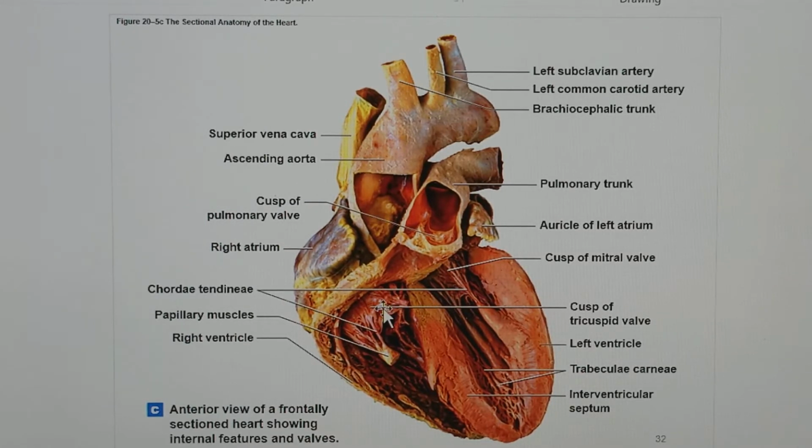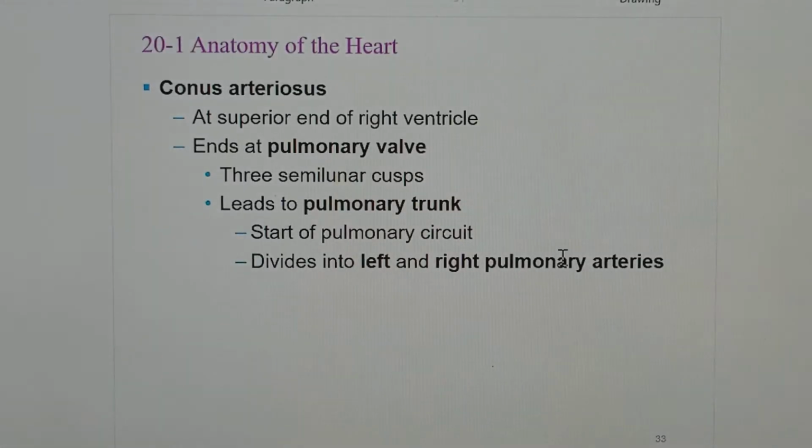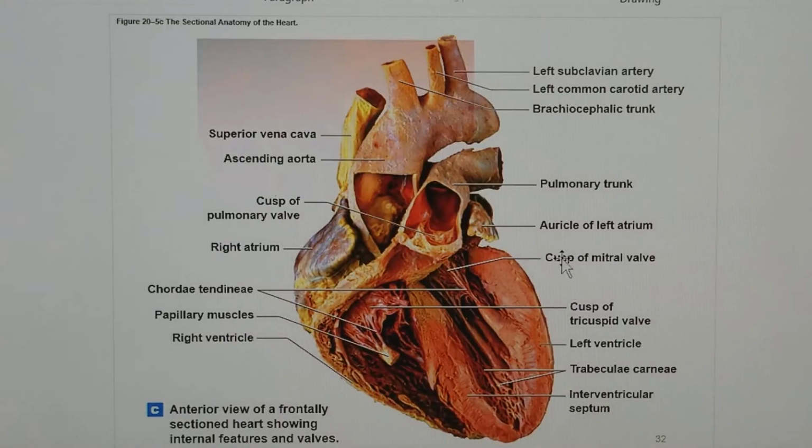tricuspid valve. Remember the tricuspid valve, 3 valves in the right ventricle. Even though this is a bicuspid valve, they call it in the left ventricle the mitral valve. And we have the pulmonary valves and the aortic valve.